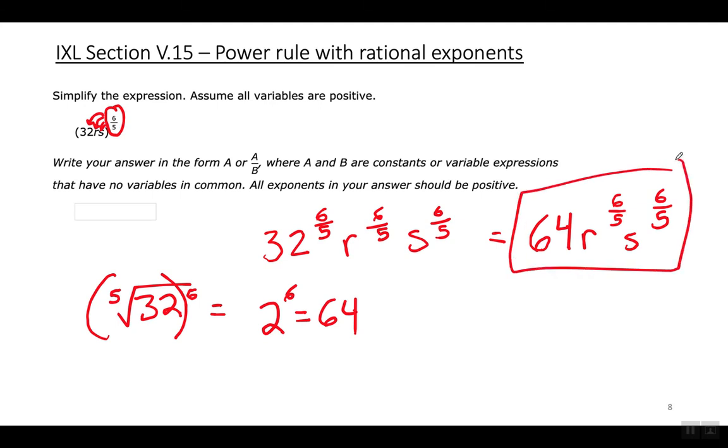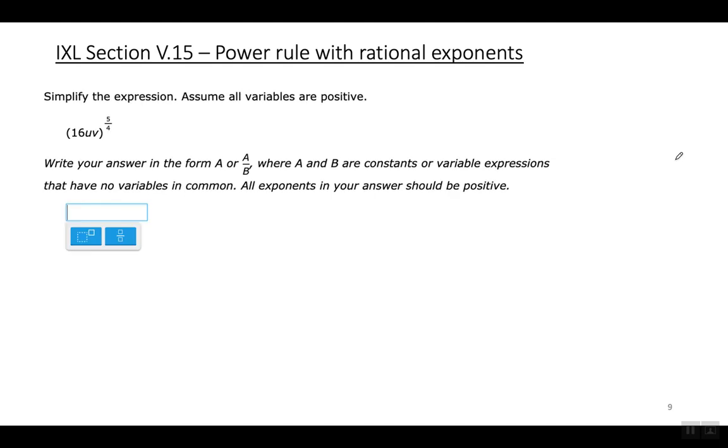Let's look at another example. All right, so again, I distribute this exponent to every term inside the parentheses. There's 3 terms inside the parentheses.